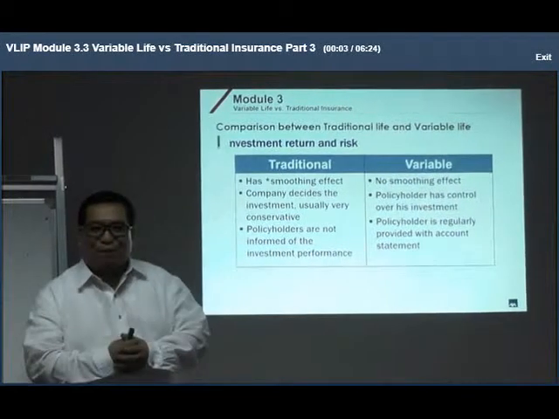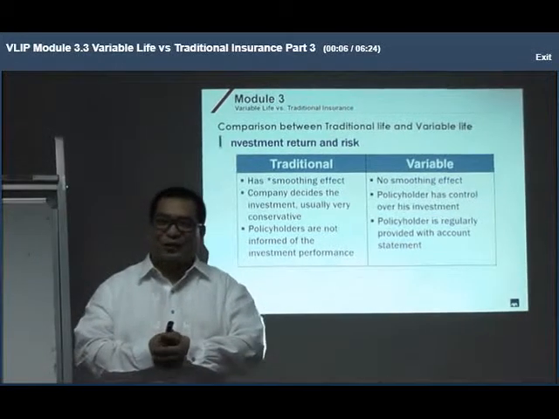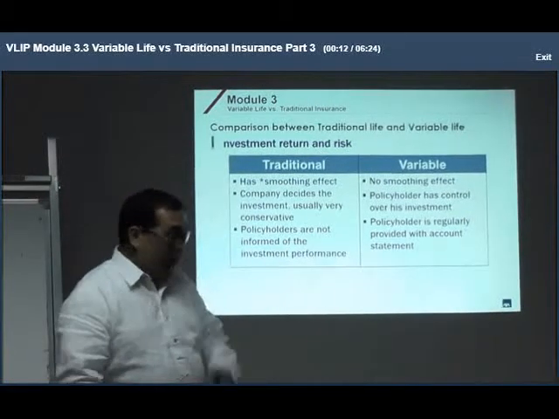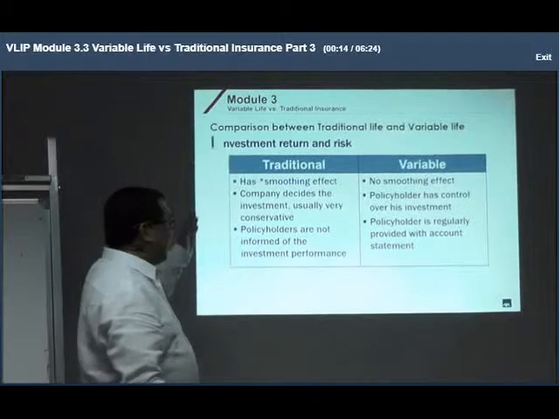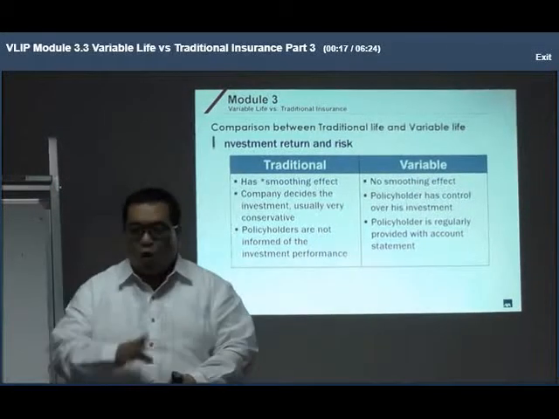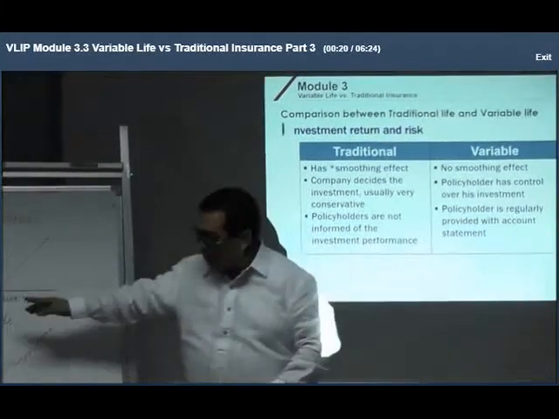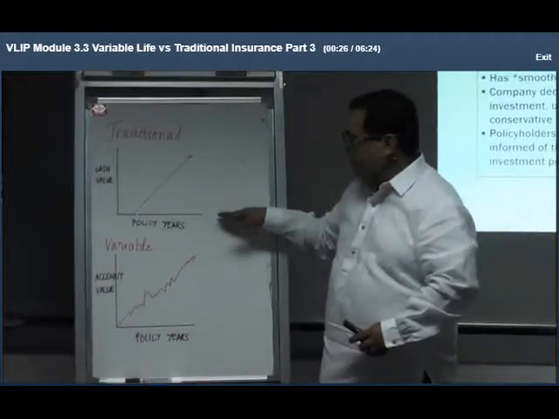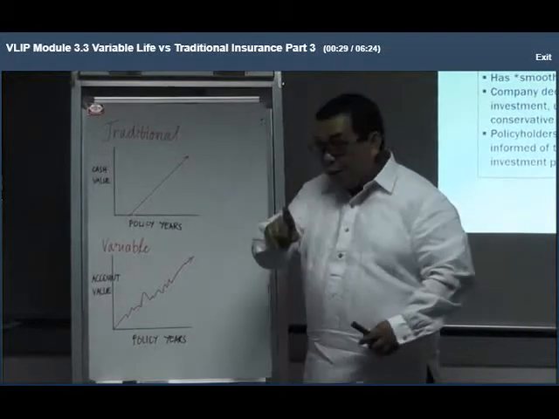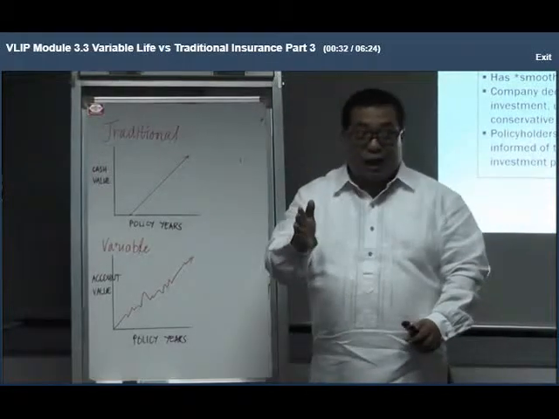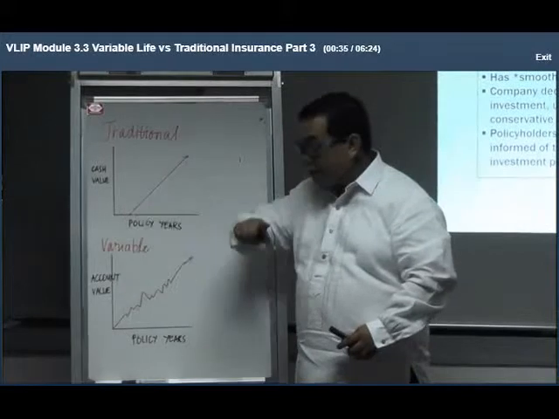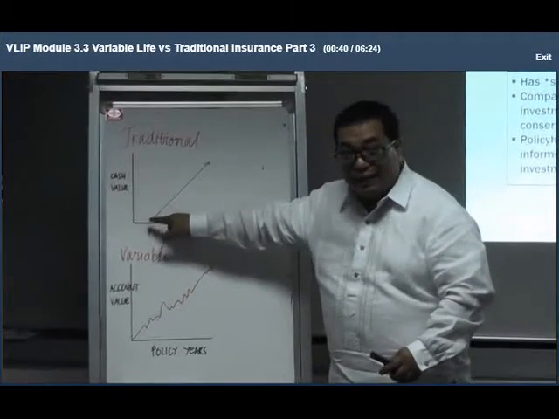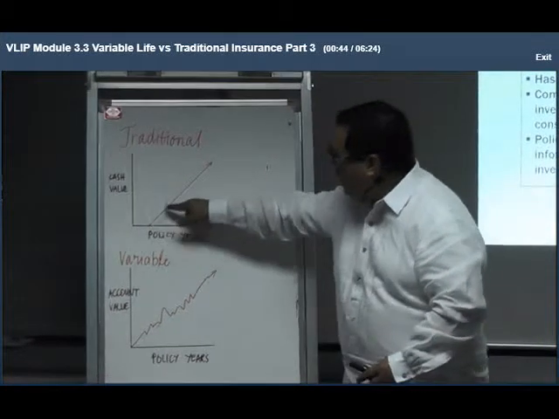Let us continue our comparison between a variable life insurance policy and a traditional insurance policy with the investment and return risk in mind. Now, in a traditional life insurance policy, the cash values have a smoothing effect. Why is this possible? As you can see on this table, this axis represents the cash value and this axis represents the policy years. Just like what we said earlier, usually on a traditional life insurance policy, the cash values start to accumulate on the third year.